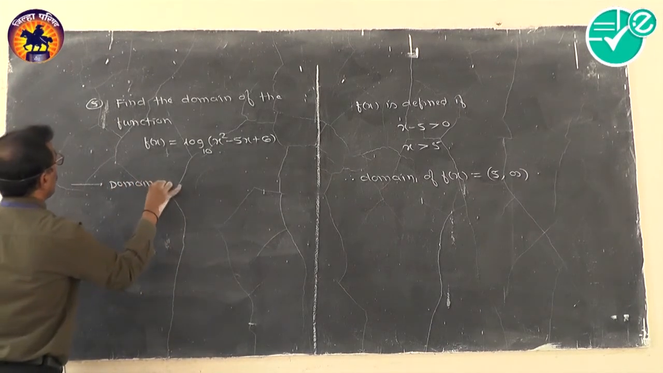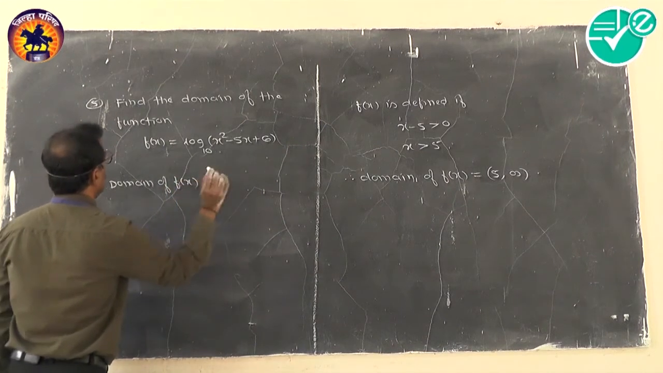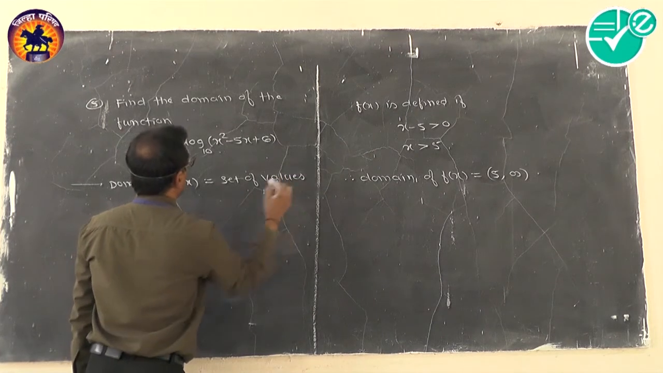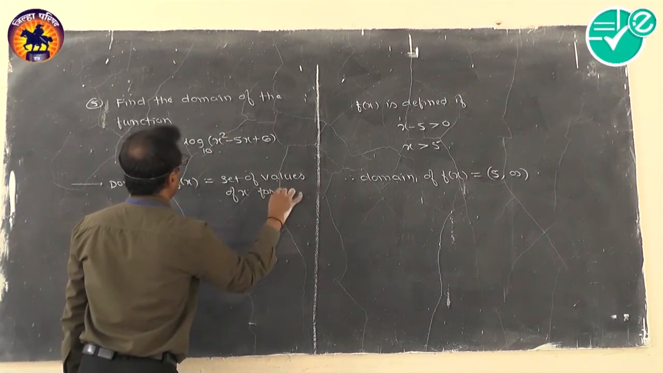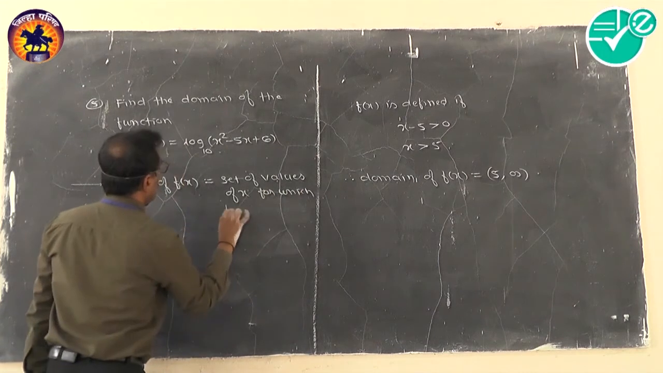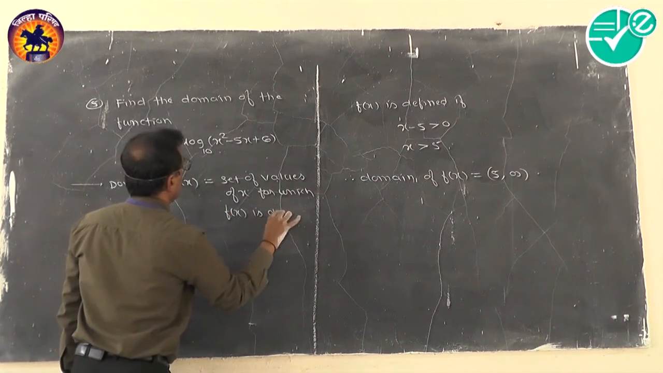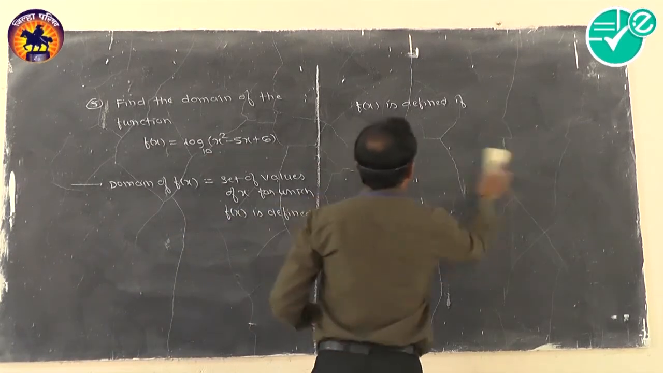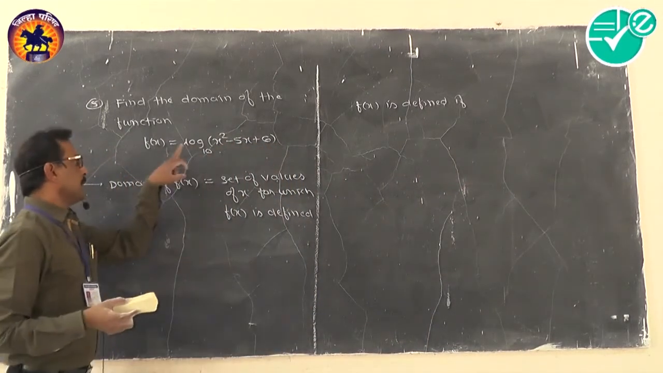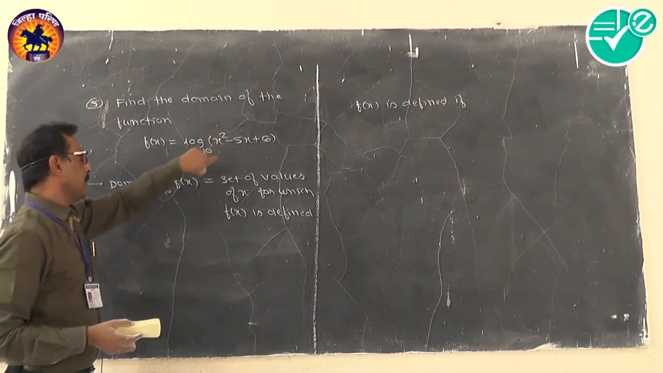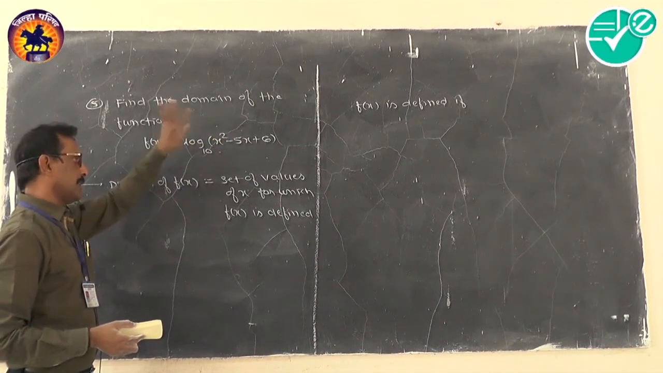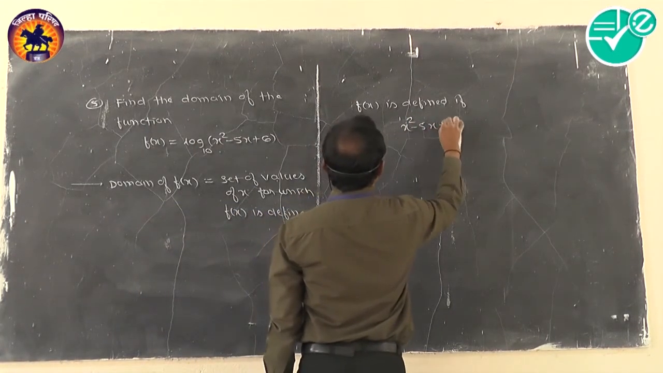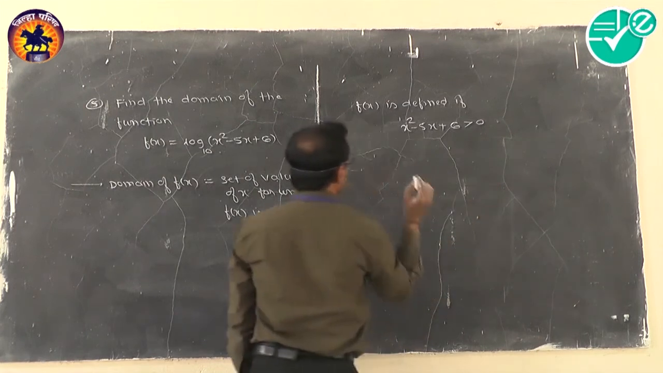What is the definition of domain of f of x? Once again I will write the definition. It is set of values of x for which f of x is defined. Now f of x is defined if, what is the condition? This function should be defined if both numbers should be greater than 0, and automatically 10 is greater than 0, means this is just remain. This is defined if x square minus 5x plus 6 should be greater than 0.